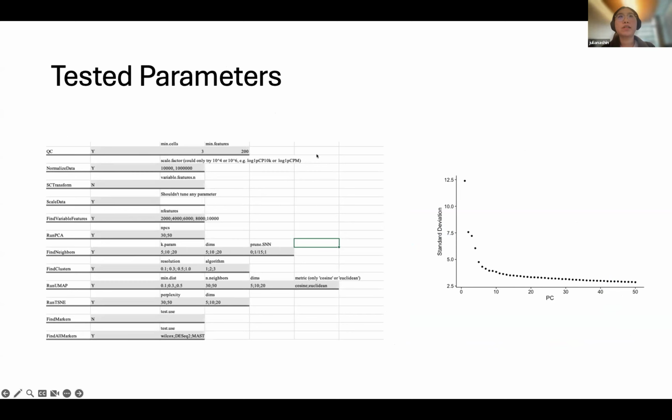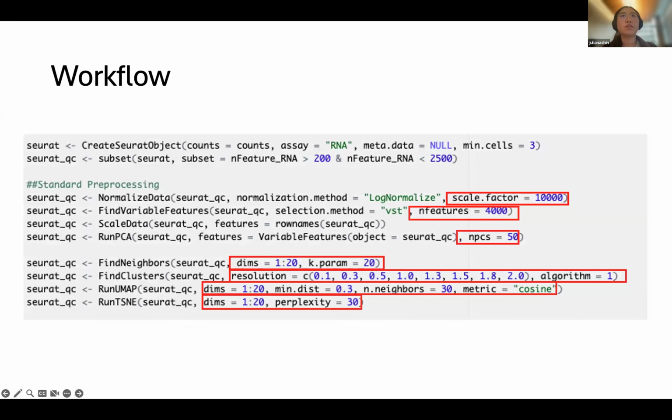But for some parameters, I did it based on things like the elbow plot, which helped show which number of PCs was most optimal. For example, here I found that around 20 PCs gave me the best number in terms of the variance explained. But in other parameters, it was more, I guess, subjective. It was based on my feeling of how happy I was with the clustering. But overall, after testing all these different combinations, this was the workflow that I decided to go with.